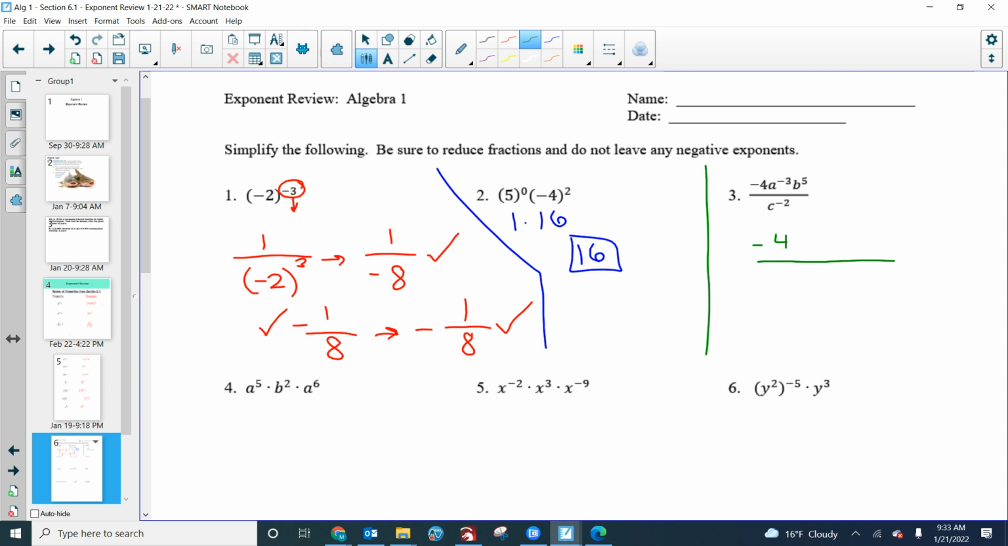Okay. If I look at the numerator, I see a negative 4 times an a to the negative third. It's got issues. Times b to the fifth. There are 3 terms up there. Do you agree? The negative 4 can stay. The a to the negative third, to become positive, needs to move down, and become a to the positive third. Only negative exponents move to become more positive. What does the b to the fifth do? Stays put. What does the c to the negative 2 do? Moves up.